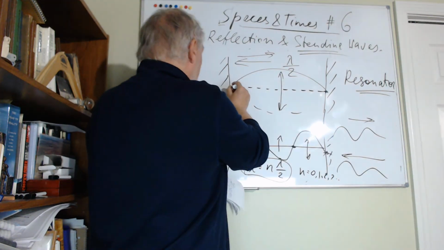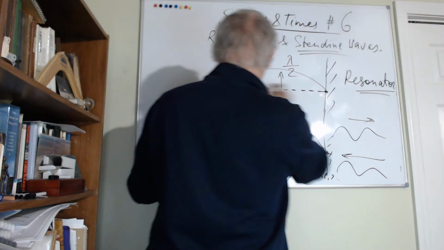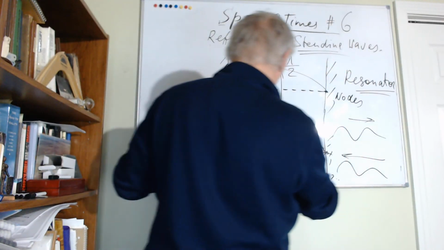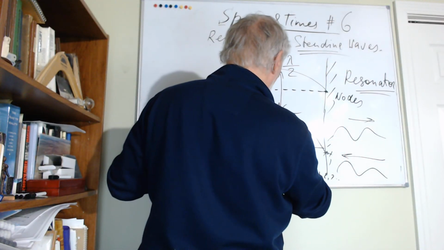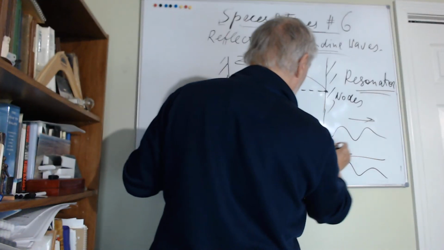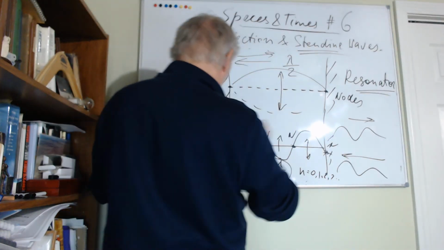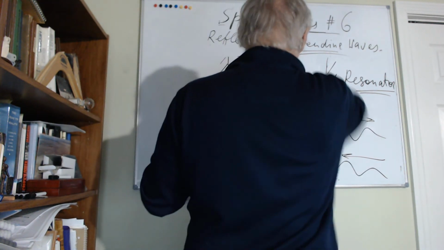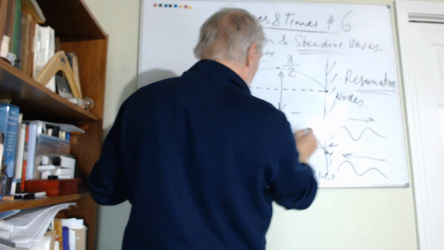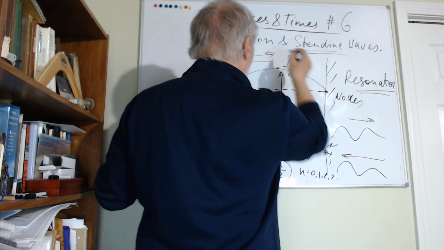Okay, I'm ready. So again, these fixed points are called nodes. This is a node, this is a node, and this is a node. The fixed points which are not moving are called nodes. The moving parts are called antinodes. So these are the maximums.